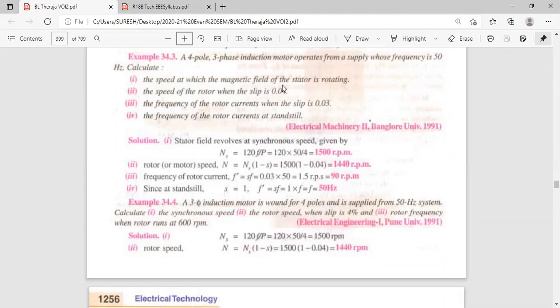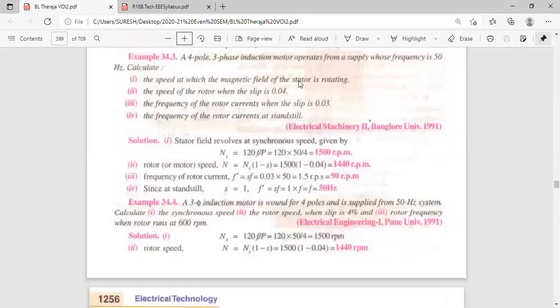The speed of the stator, what is the notation? Ns or N? Stator means Ns. Rotor means N. Speed of the stator means Ns, and speed of the rotor means N. See, the second bit, speed of the rotor, is N, and the first bit, speed of the stator, is Ns. Is it clear?